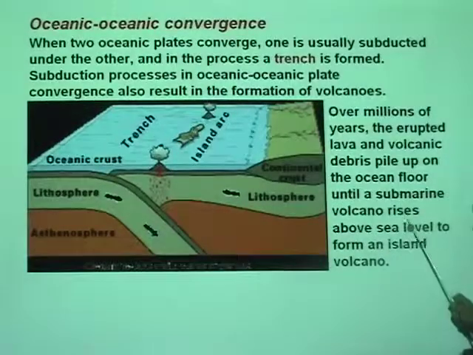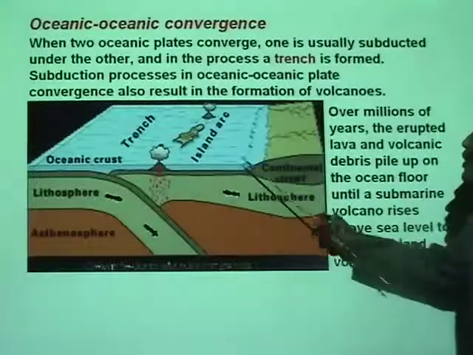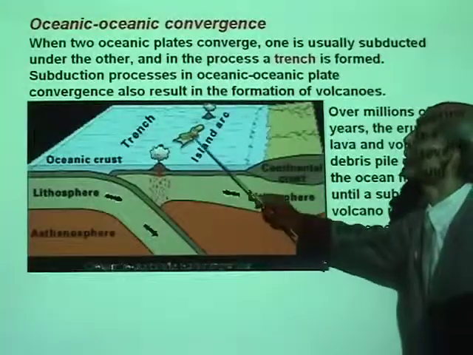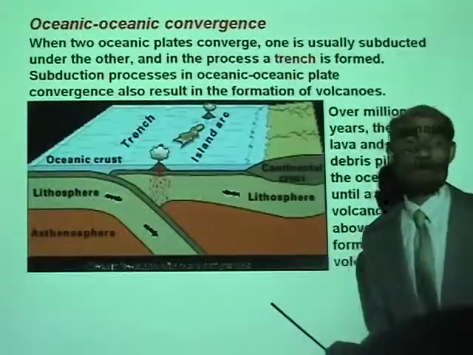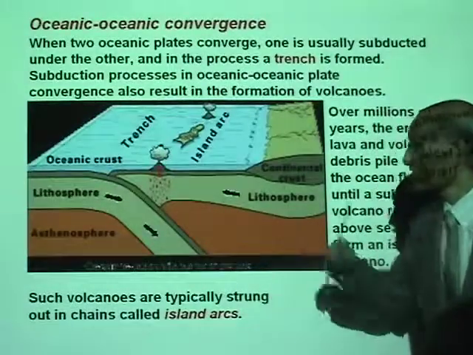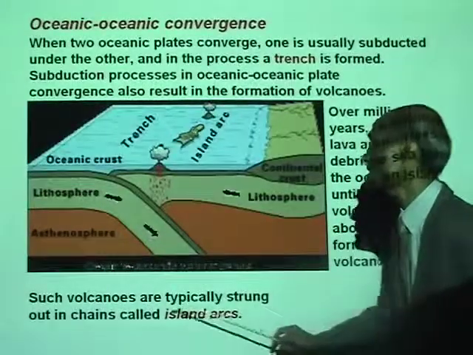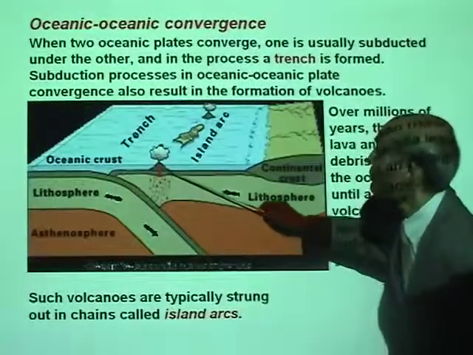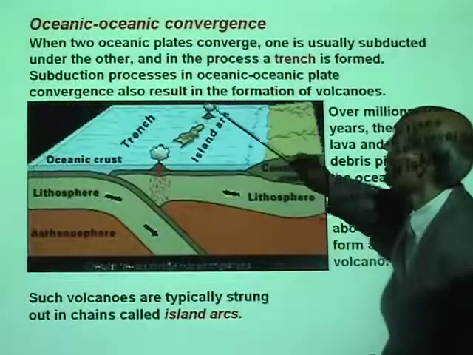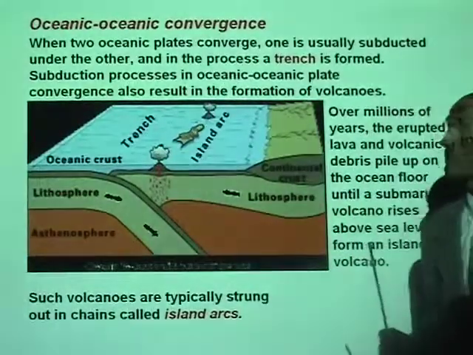The submarine volcano rises above sea level to form what is called an island volcano, or we call it the island arc. In fact, the Hawaiian Islands are such a form of island. Now, such volcanoes are typically strung in chains. There will be a chain of islands, and they are called island arcs.